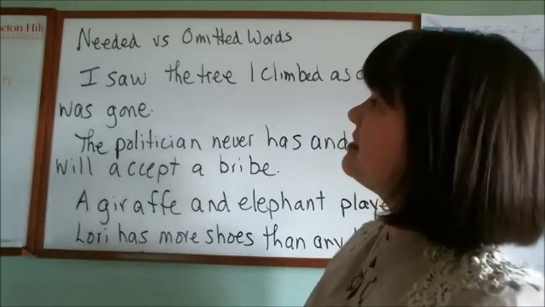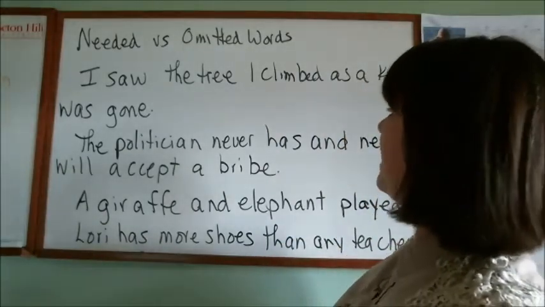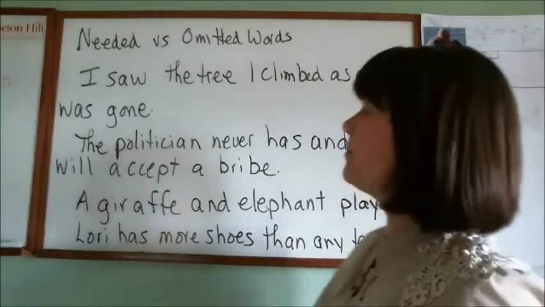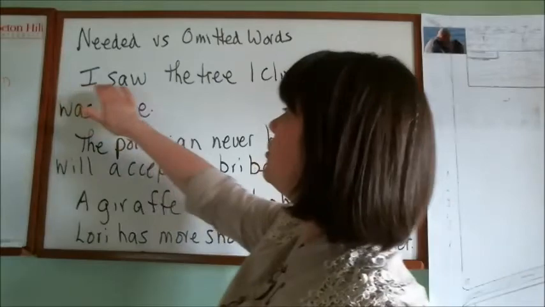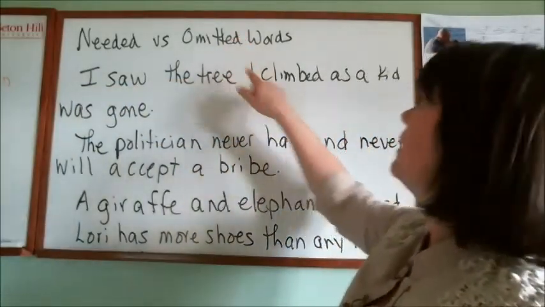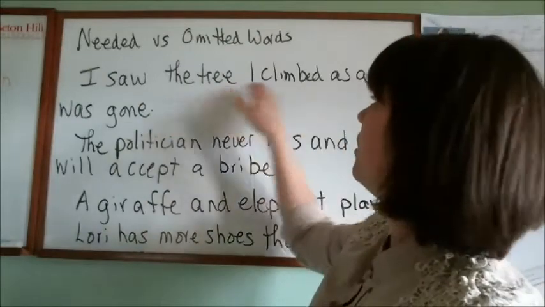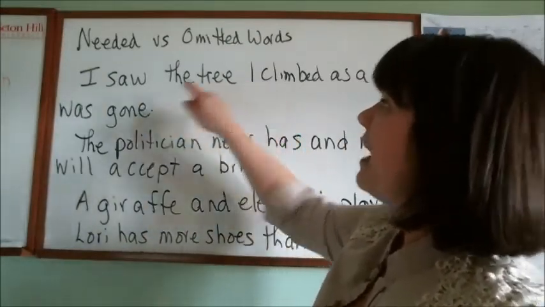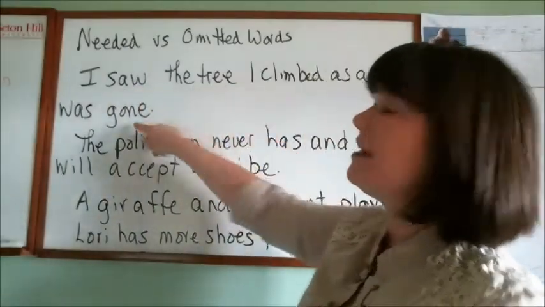In the first sentence, it says, "I saw the tree I climbed as a kid was gone." Okay, so here's the challenge with this one. In this case, we have subject, verb, object. I saw the tree. That's a complete thought. I climbed as a kid was gone. Not a complete thought. Plus, how can you see a tree that isn't there?